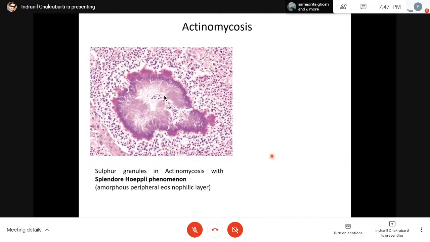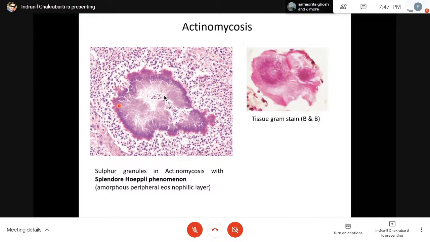Just like Nocardia, it can sometimes be confused with Actinomyces, though in Actinomyces we get the characteristic sulfur granules with the Splendore-Hoeppli phenomenon. So this is known as the Splendore-Hoeppli phenomenon, where there is an amorphous peripheral eosinophilic layer. Again, Actinomyces is caused mostly by Actinomyces israelii, and they are anaerobic thin filamentous bacteria. And what we get under the microscope is suppurative inflammation with abscess formation and sulfur granules.